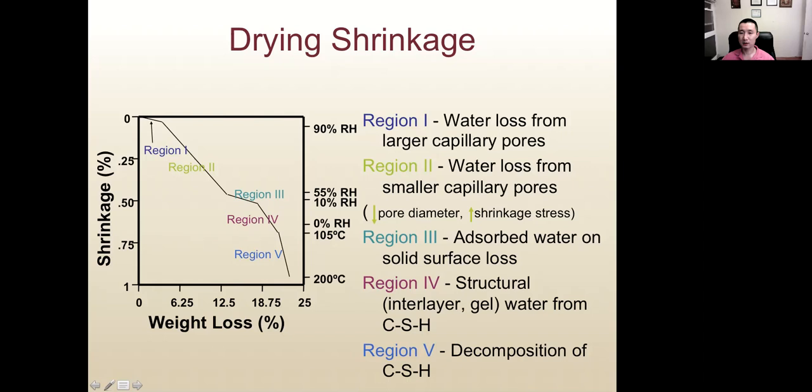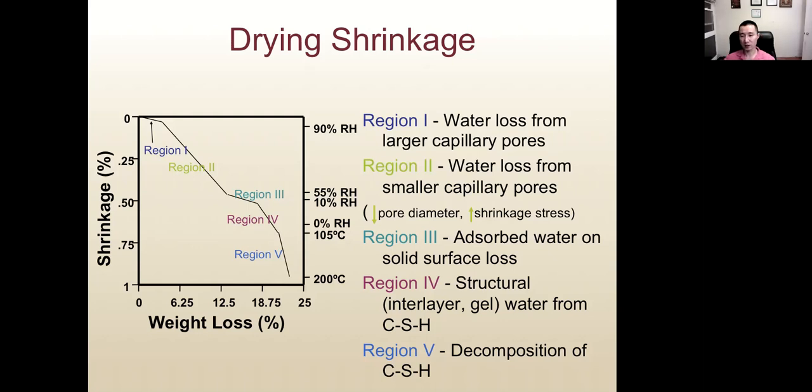Region 2 is water loss from smaller capillary pores. Comparing region 1 and region 2, we can see the slope in region 2 is much steeper, which means for the same amount of reduction in RH, region 2 will have more shrinkage. The reason again is that region 2 is water loss from smaller capillary pores. When we reduce the pore size, the shrinkage stress will be higher. So for the same amount of reduction in RH, region 2 will have more shrinkage.